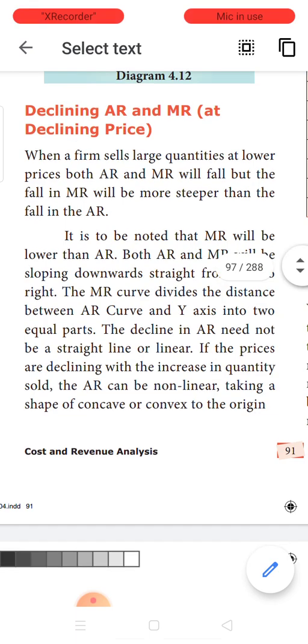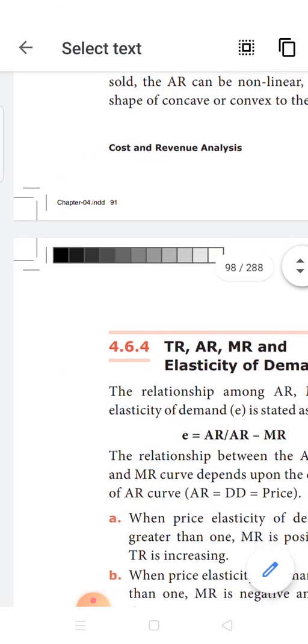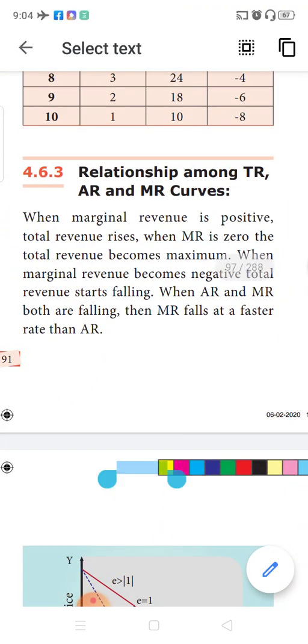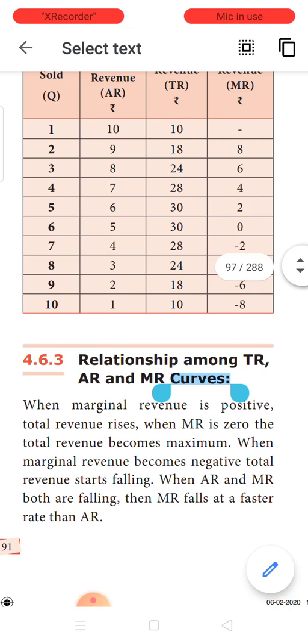Now let us understand the relationship between the three concepts: TR, AR and MR curves. To understand this, I would like to take you to the graph itself. When marginal revenue is, just look at the table itself. In this table itself, we will be able to understand.